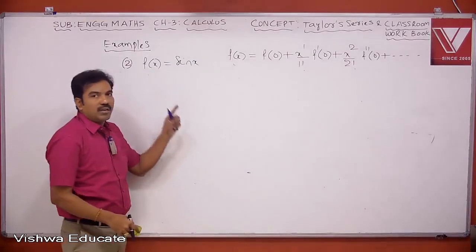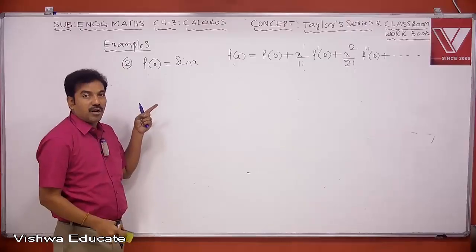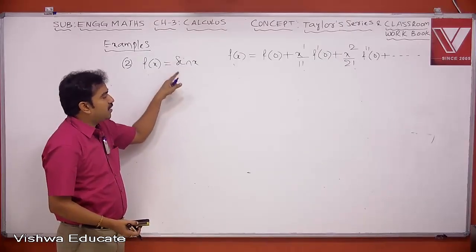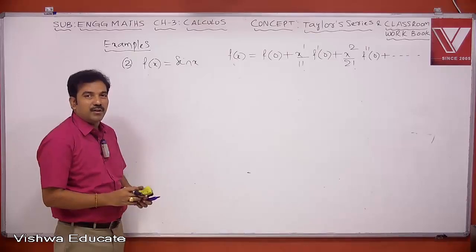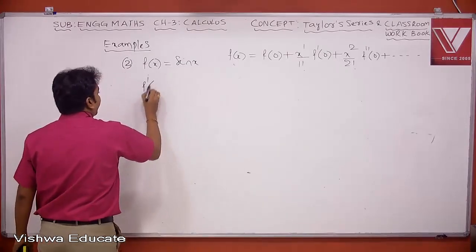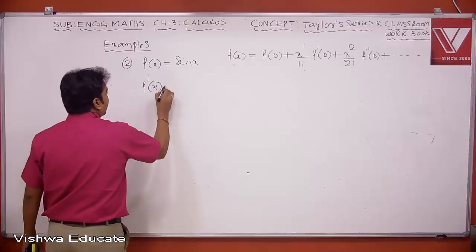In the previous case, all derivatives are e power x. Therefore, our job is very simple. But in this case, the derivatives will be cos, sin, like that with alternating plus and minus symbols. f of x is sin x. Let me write at least some 4 to 5 derivatives.